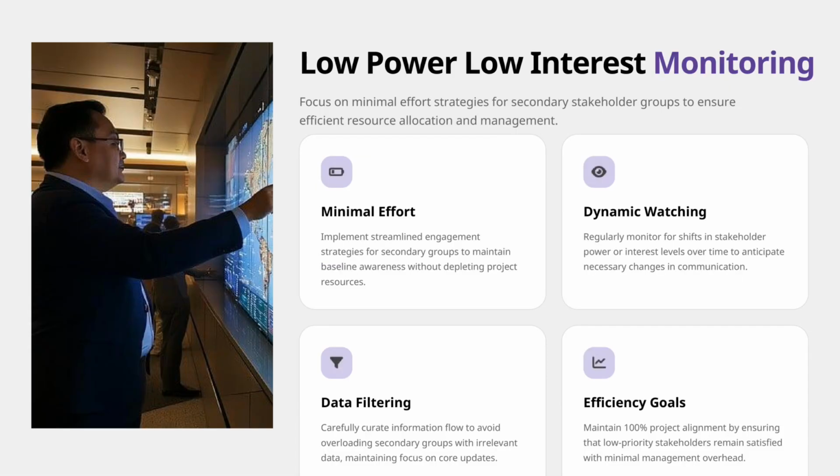Low-power, low-interest groups require minimal, efficient engagement focused on monitoring and data filtering. This slide recommends streamlined communication, periodic checks for shifts in relevance, and strict information curation, so these groups stay aware without consuming disproportionate project resources or creating noise in stakeholder communication.